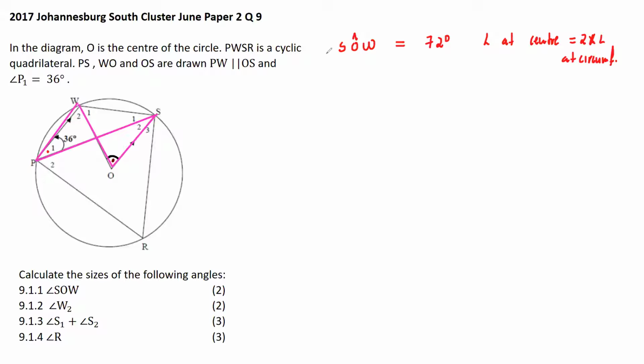Let's try 9.12 together. 9.12, W2. So this is already 72. I think W2 will also be 72 because they are alternate angles. So it's alternate angles. And why? Because PW is parallel to OS.